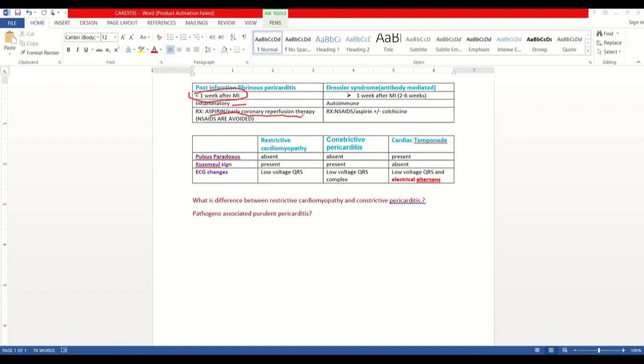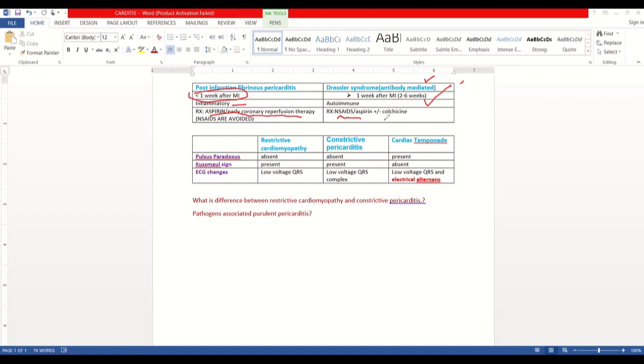So what is Dressler syndrome? Dressler syndrome is also fibrinous pericarditis, and it is autoimmune, antibody mediated, usually 2 to 6 weeks after the MI, or sometimes they give you 1 week, but usually it is 2 to 6 weeks after the MI. And the treatment of Dressler syndrome is NSAID or aspirin. Okay, these are the key summary of some high yield points.